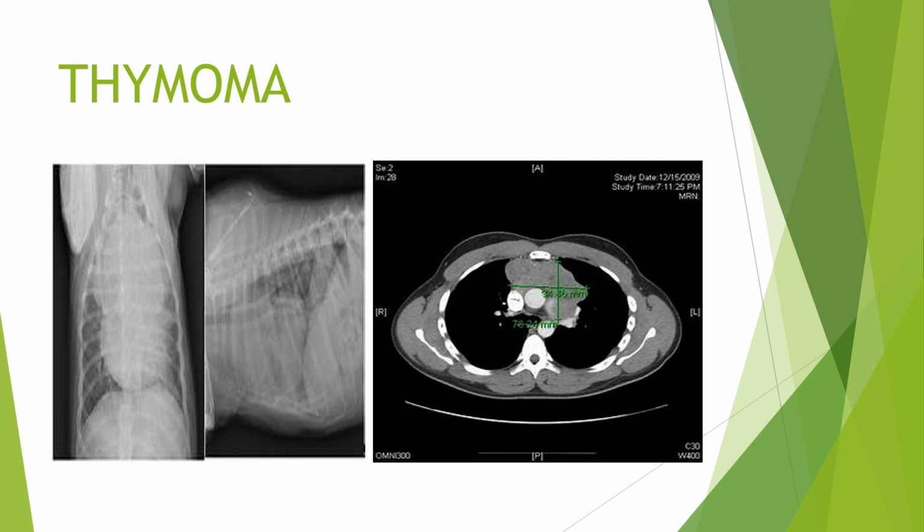This is a picture of your thymoma. You see widening of the superior mediastinum in this patient on chest x-ray on the left side, and on the right side, you see a mediastinal window of the chest CT scan, and you see a lobulated hypodense mass in the anterior mediastinum.